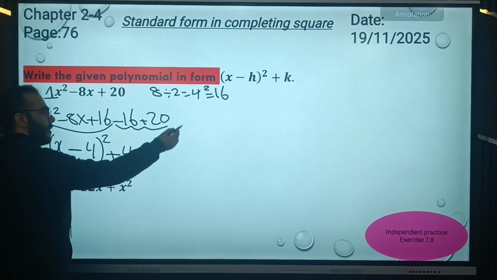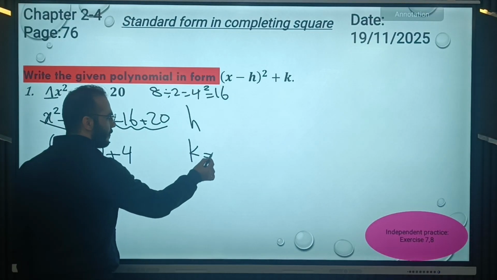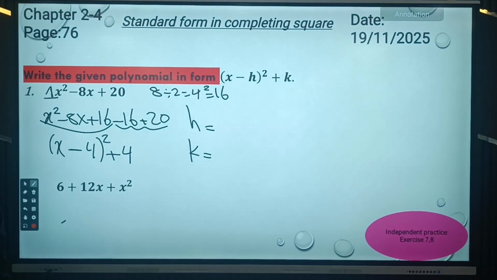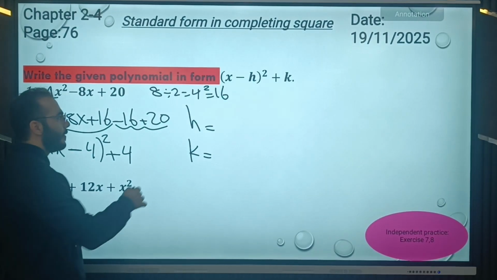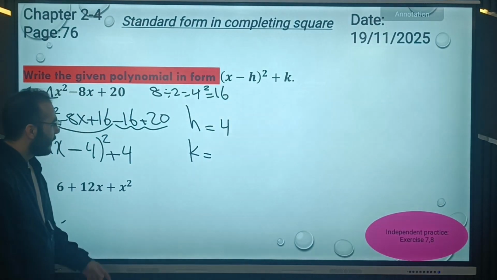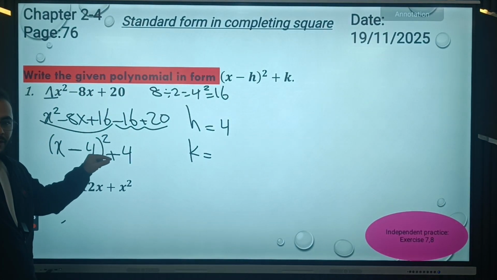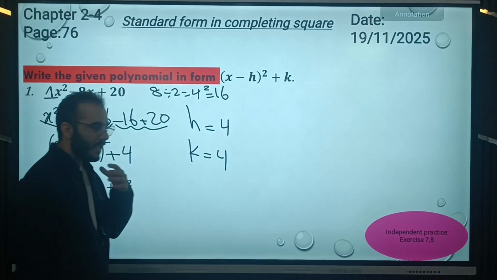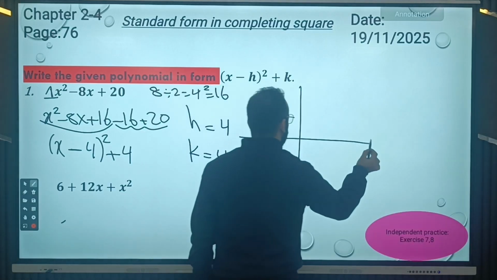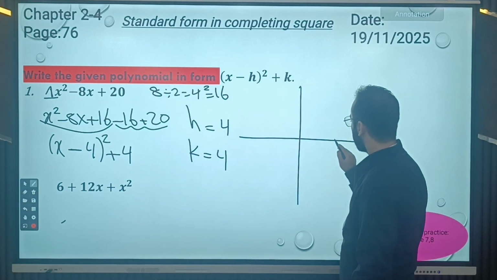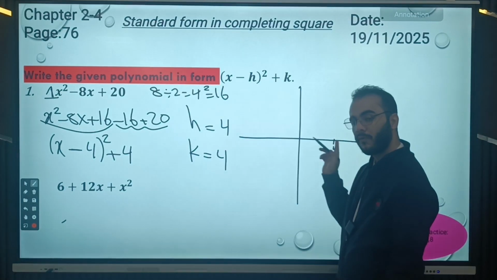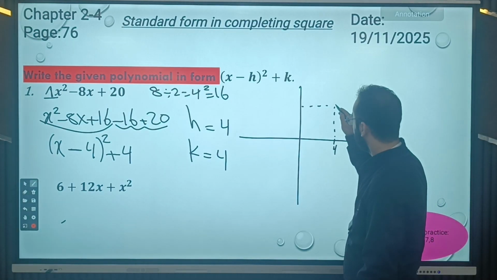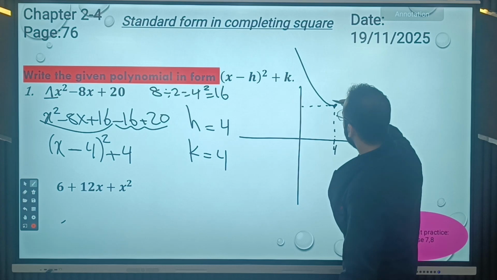So if I ask you what is h and what is k, I am pretty sure that you will tell me that h is the opposite of inside. What is the opposite of negative 4? Positive 4. What is the exact thing outside? Positive 4. So if I ask you to graph it, you are going to say that on the x-axis, go 4 units to the right, and on the y-axis, go 4 units up. Here, that's going to be the graph.